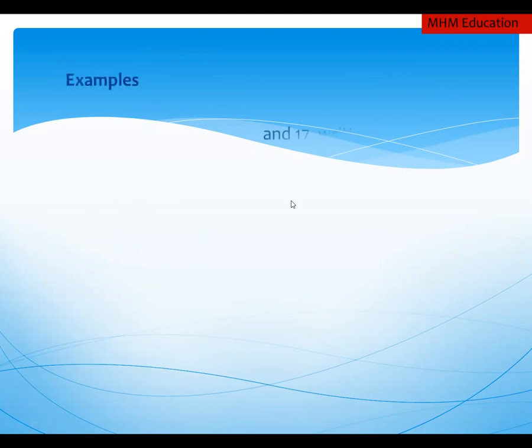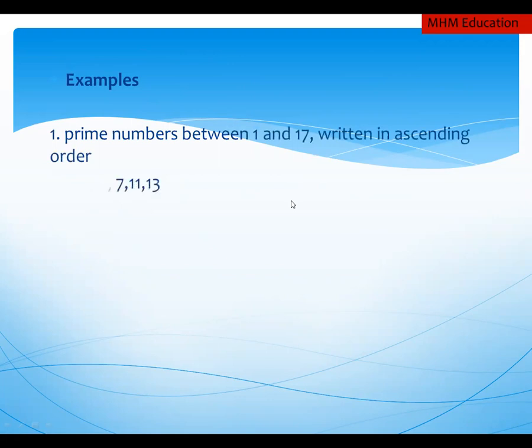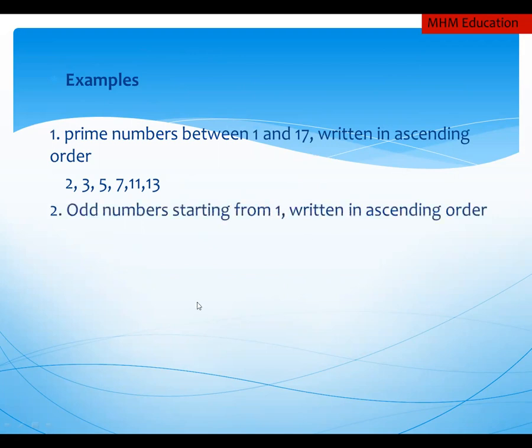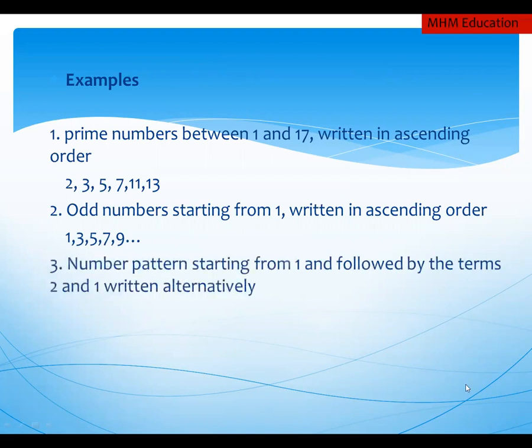For example, number 1, prime numbers between 1 and 17, written in ascending order. That is 2, 3, 5, 7, 11, and 13. Number 2, odd numbers starting from 1, written in ascending order: 1, 3, 5, 7, 9, and so on. Number 3, number pattern starting from 1 and followed by the terms 2 and 1 written alternately. That is 1, 2, 1, 2, 1.